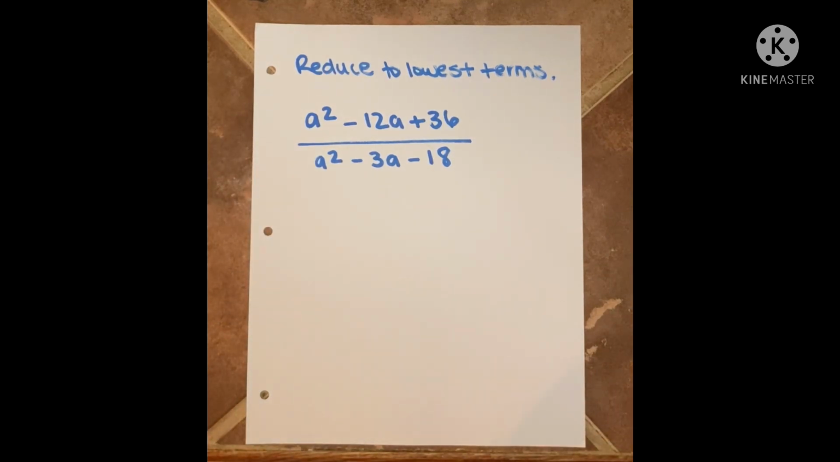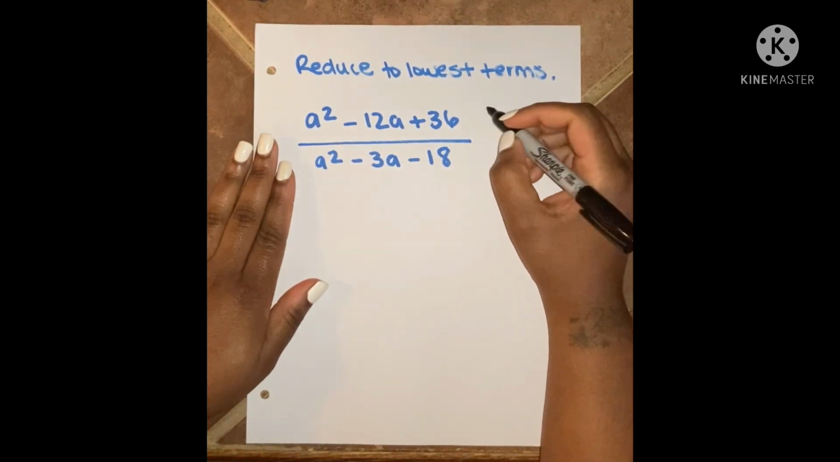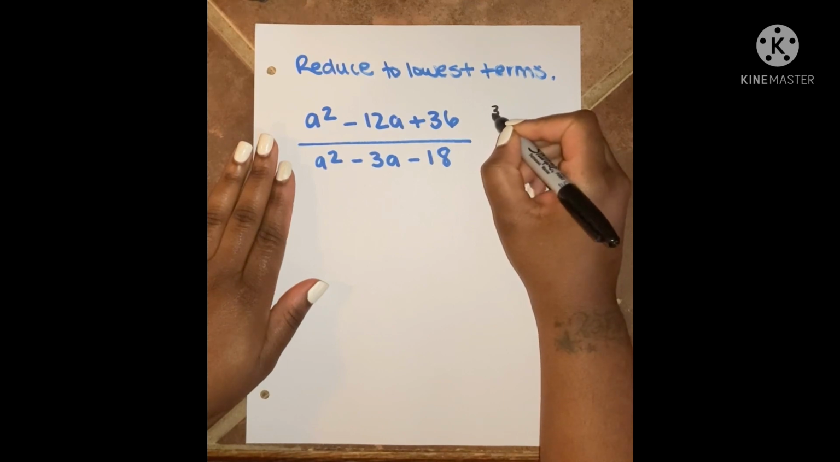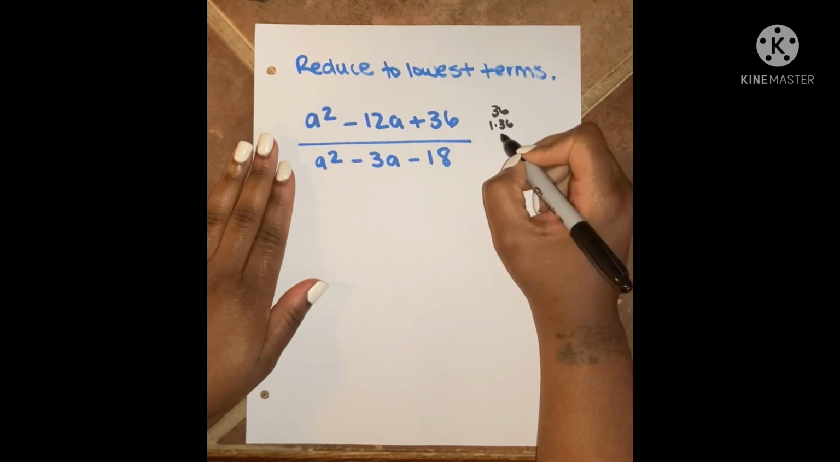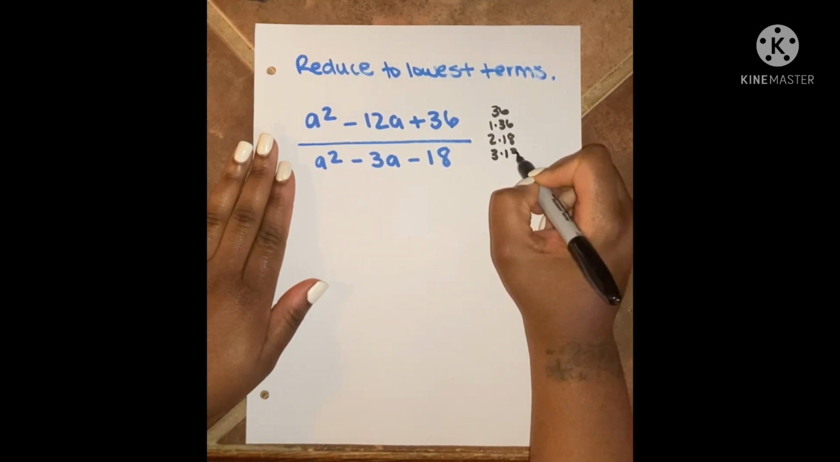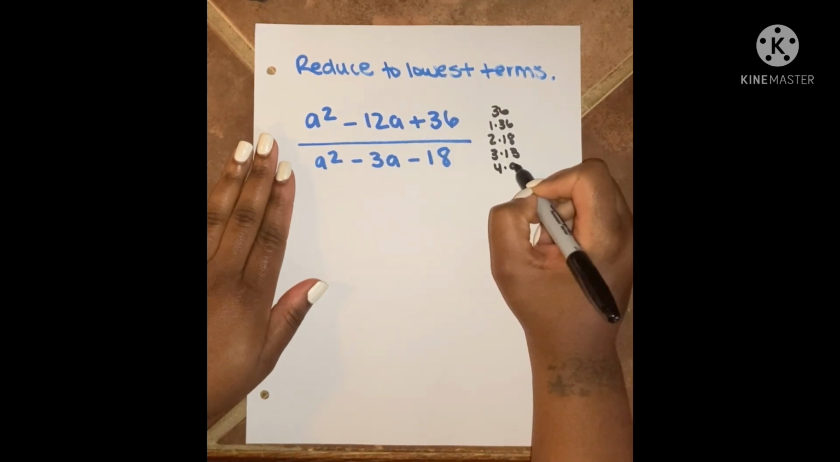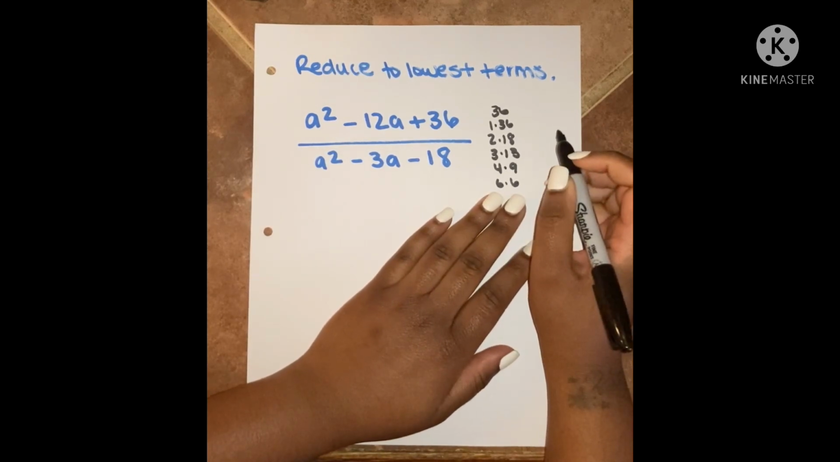So the first thing that we're going to do, well, we're working with a squared minus 12a plus 36 divided by a squared minus 3a minus 18. So we're going to find the multiples of 36. We have 1 and 36. We have 2 and 18. 3 and 12. 4 and 9. And 6 and 6.